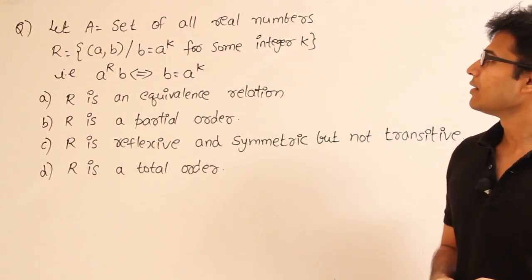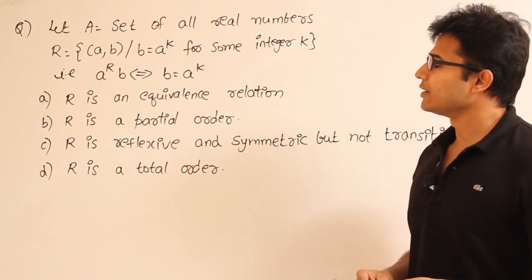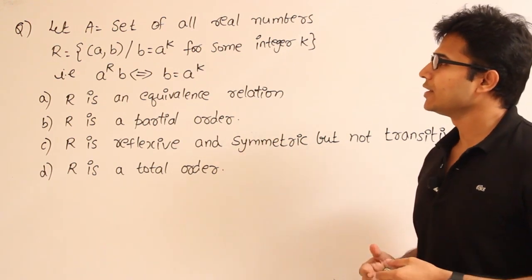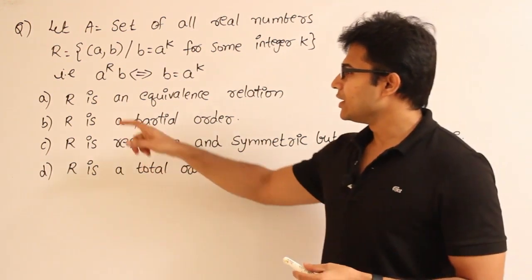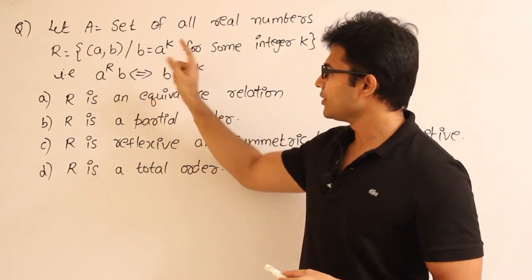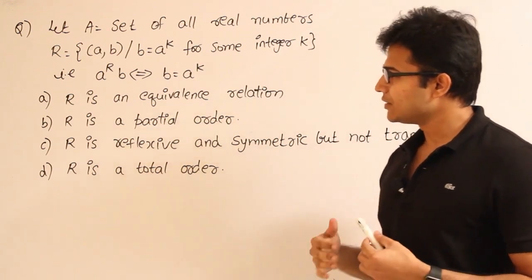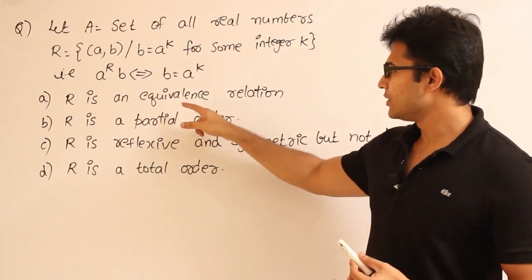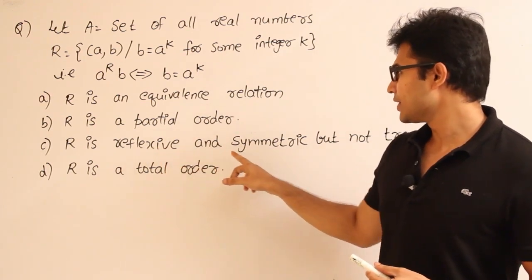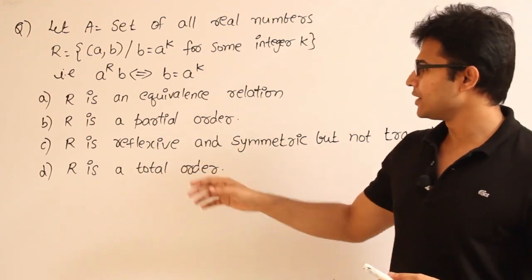See this question. Let capital A be the set of all real numbers. Then on capital A they are defining a relation in such a way that the relation will contain the ordered pair A comma B only when B equals A power K. If that is the relation, then they are asking whether the relation is an equivalence or a partial order, or the relation is reflexive and symmetric but not transitive, or the relation is a total order.